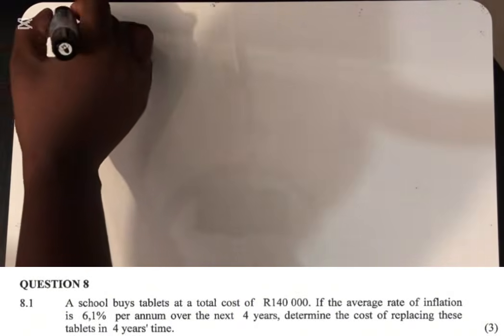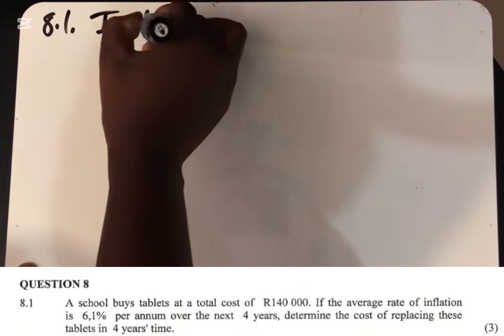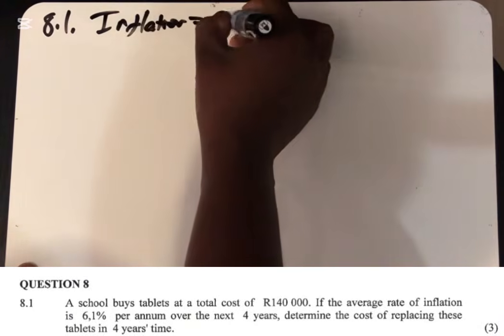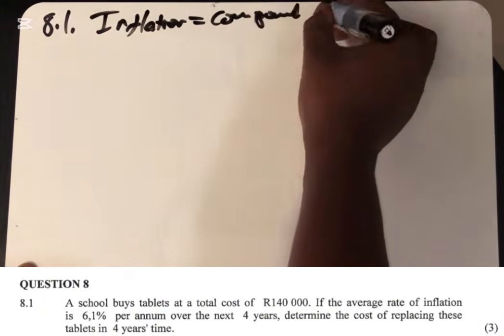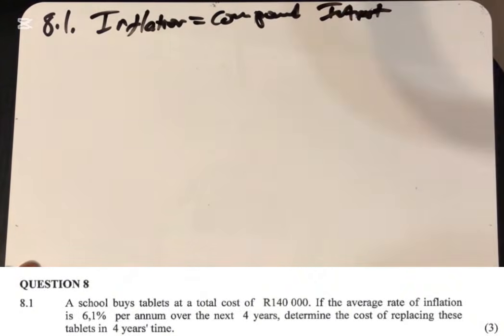Every time when you answer this question, 8.1, when you come across the word inflation, you must know that it goes with compound interest. The word inflation goes along with compound interest. So every time the statement contains this word inflation, which is the change of prices of goods and products over a period of time, we will need to use compound interest.